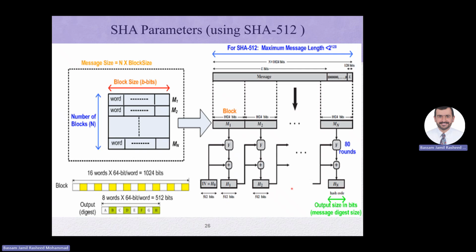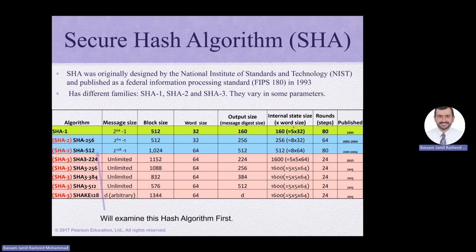Now, in every hash function here, we have 80 rounds. In fact, if you look at the previous table here, we mentioned how many rounds we go. So if we look at this algorithm here, which we are focusing on, for every block to be processed, we go through 80 rounds.